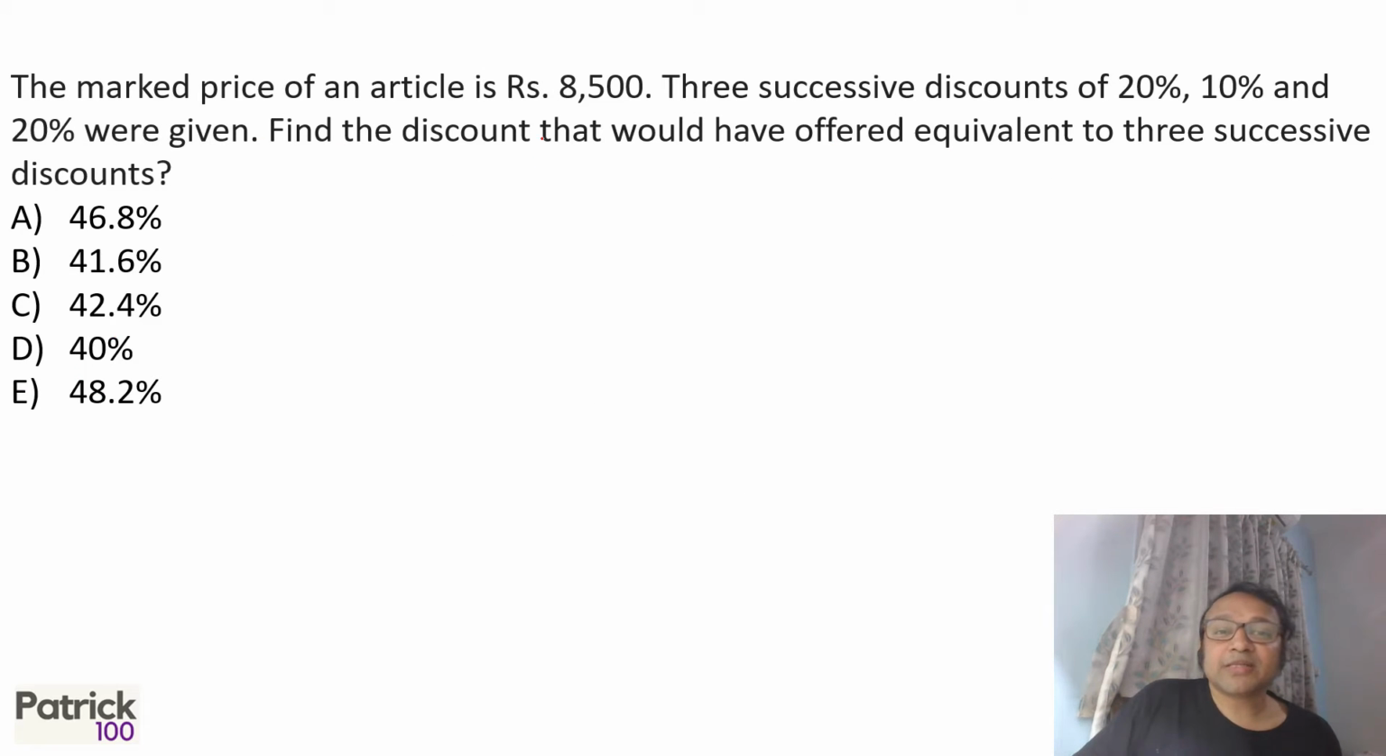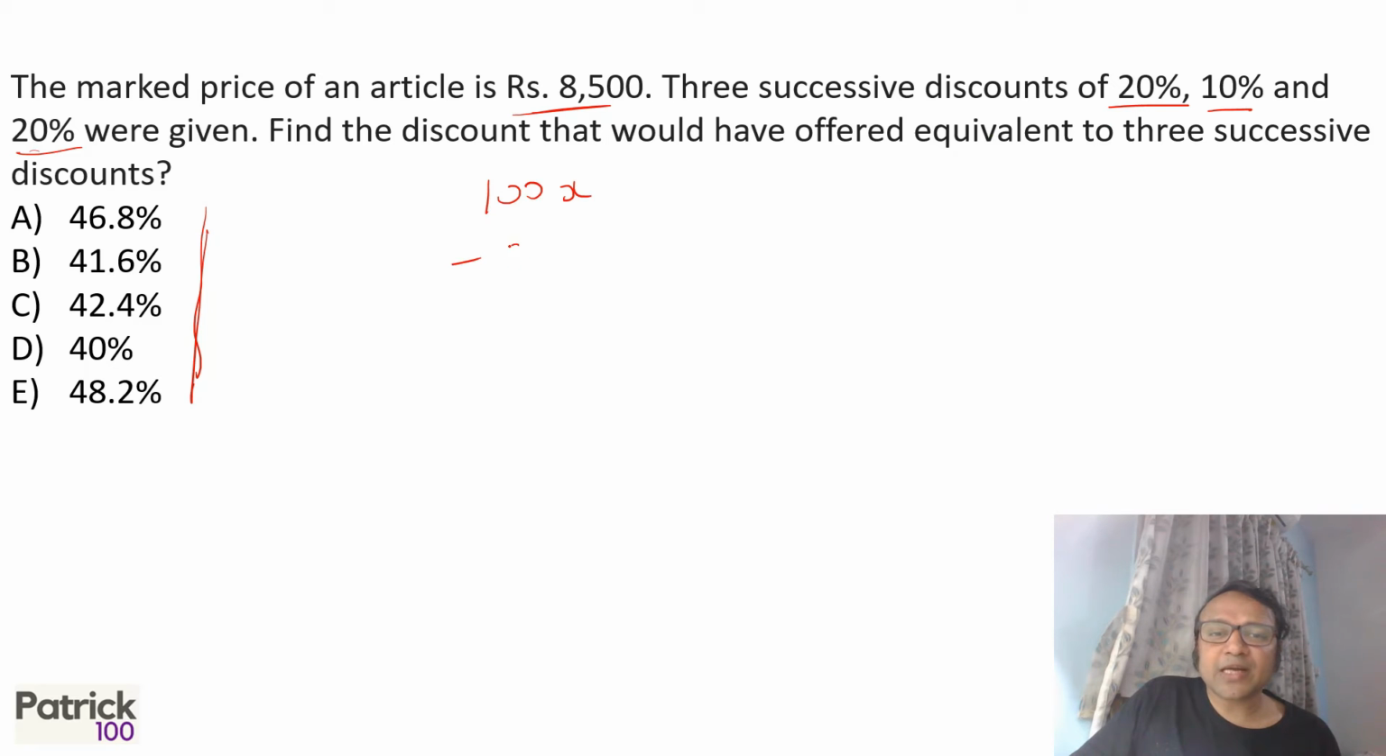The marked price of an article is 8,500. Three successive discounts of 20, 10 and 20 were given. And you want the equivalent discount. Normally when the answer is a percentage, you need not take the value. You can directly take percentage and solve. You can start with 100x if you want. Let the price be 100x.